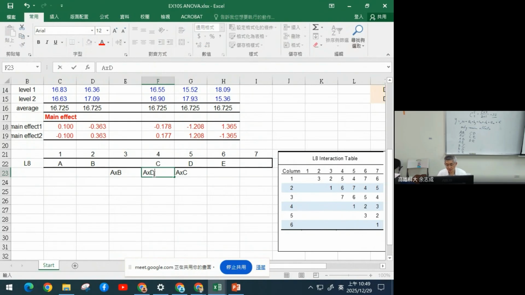AD. How about the last one? AE. 1, 6. 1, 6 happens in column 7. AE. Right? So you finish these 4. Continue for the rest. You will finish the confounding structures.